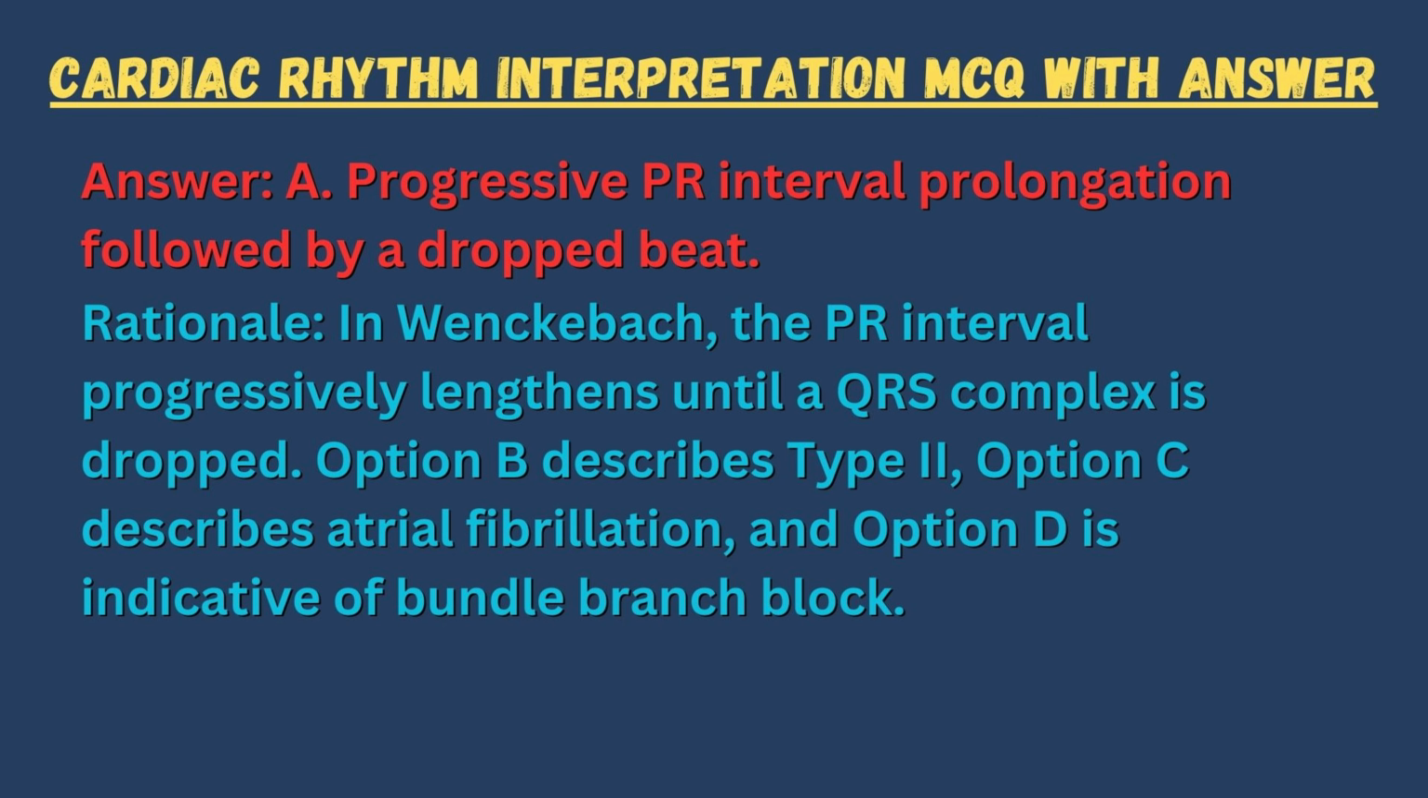Answer: A. Progressive PR interval prolongation followed by a drop beat. Rationale: in Wenckebach, the PR interval progressively lengthens until a QRS complex is dropped. Option B describes type 2, option C describes atrial fibrillation, and option D is indicative of bundle branch block.